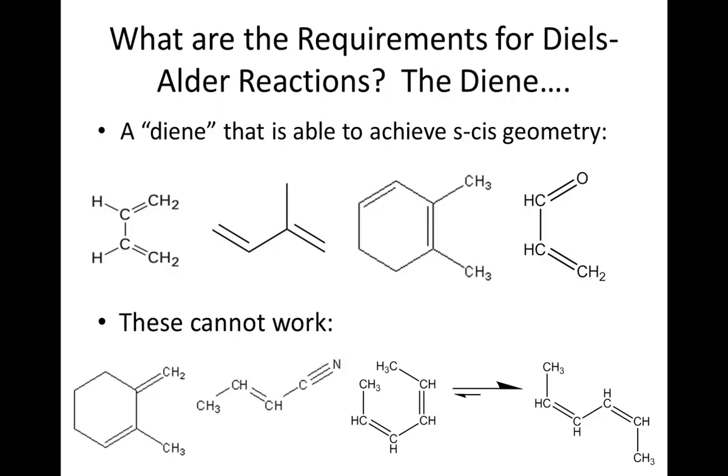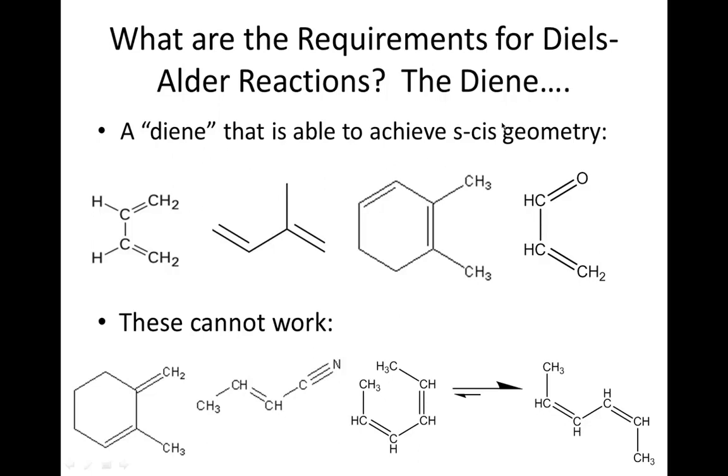And so we want to know what kinds of structures will work, and so there are kind of two parts. One of the things that you need is a diene. And I've put the word in quotation marks because you don't necessarily need two double bonds that are part of a carbon-carbon system. You can use other elements. So I have an example here where the diene actually has a carbonyl in it. It's just the conjugated system, a double, single, double, or a pi, single, pi system.